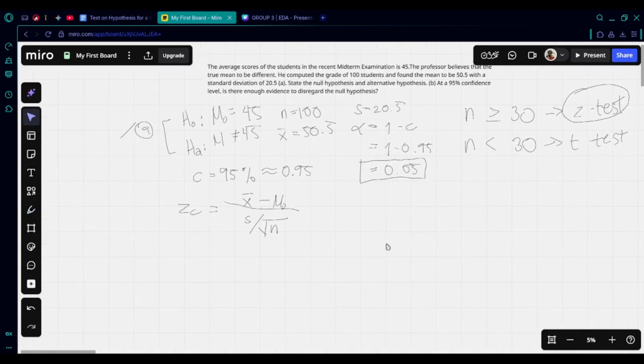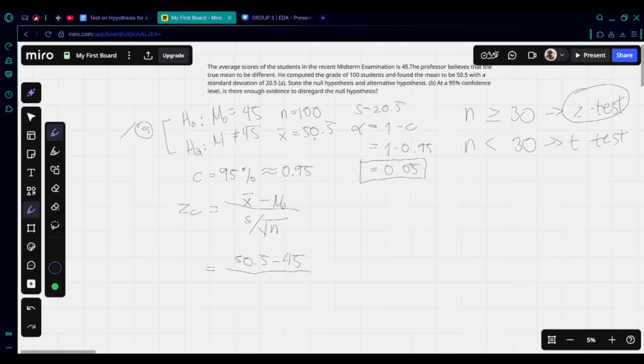Now that we have identified the formula, let us substitute the given problem. We have a mean of 50.5 minus the given average score of the null, which is 45, over we have a standard deviation of 20.5 over the square root of our n, which is 100.